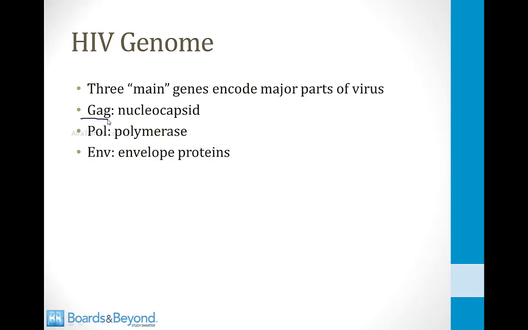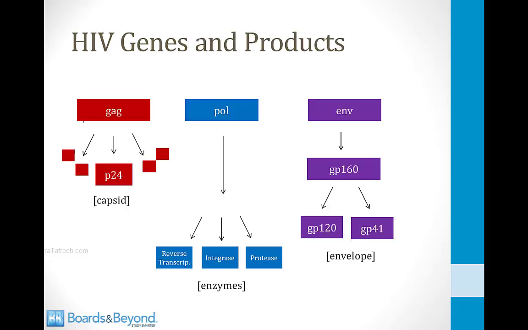There are three main genes that encode for the major parts of the HIV virus. The first one is called GAG, which codes for parts of the nucleocapsid. The second one is called POL, which codes for many of the enzymes. And the third one is called ENV, which codes for the envelope proteins. All three of these genes code for a long polypeptide that will be cleaved to form smaller proteins that are important for the functional virus.